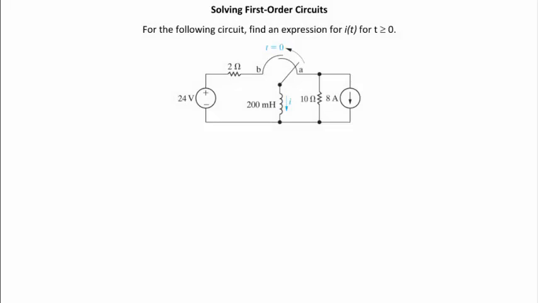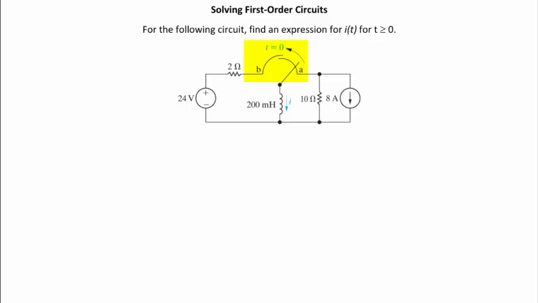All right, here's one more supplemental example before we move on. For the following circuit, find an expression for I of t for t greater than or equal to 0. And notice this is a different kind of switch. It's called a make before break switch. What this means is that when the switch moves from position A to position B at time equals 0, it has to make position B before it breaks position A.